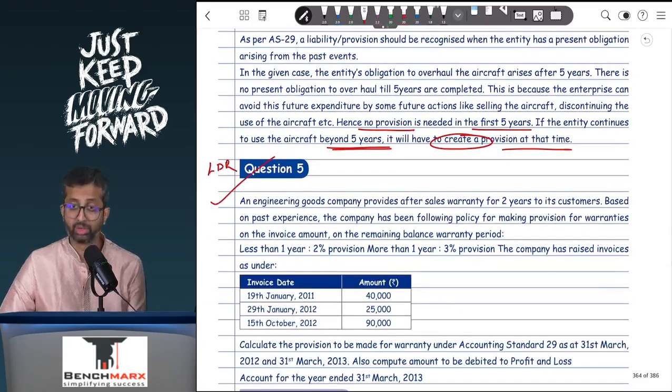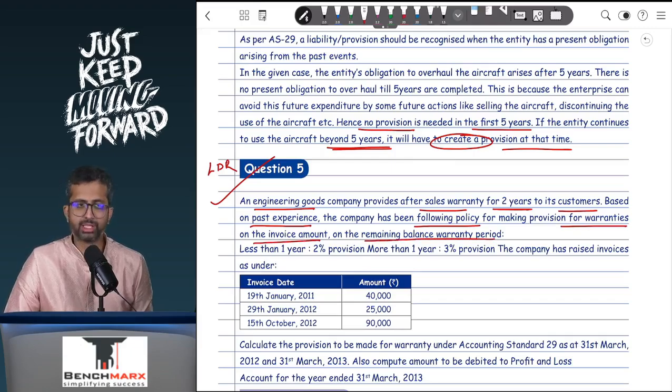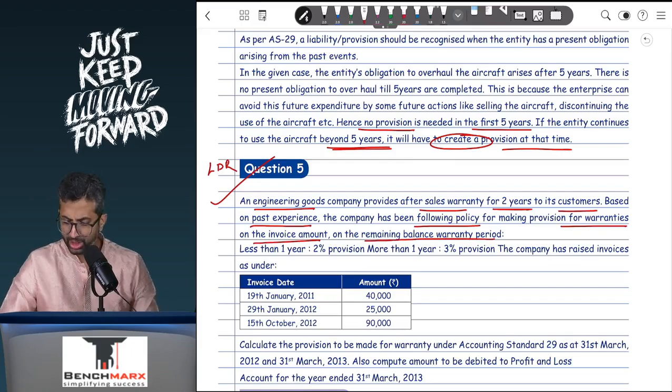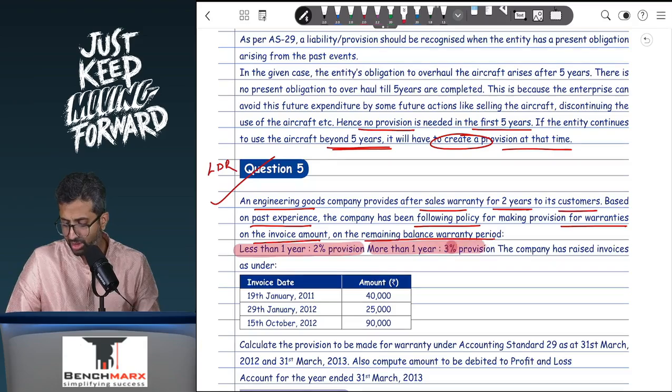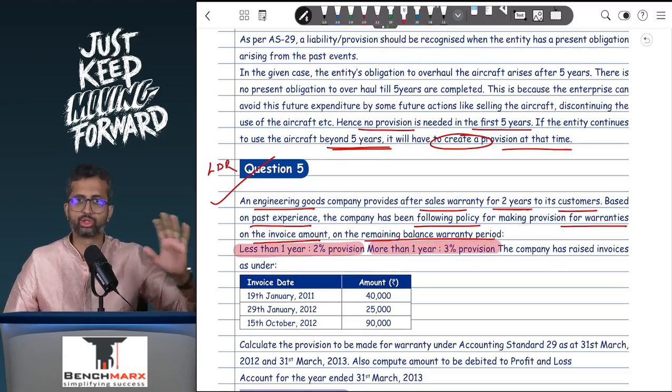Now this is question number 5, which is also an important question, I would say. An engineering goods company provides after sales warranty for 2 years to its customers. Now, based on past experience, the company has been following policy for making provision for warranties on the invoice amount on the remaining balance warranty period. Okay, so for less than 1 year, 2% provision, more than 1 year, 3% provision. So it depends on how much time the warranty is still pending as on the balance sheet date.